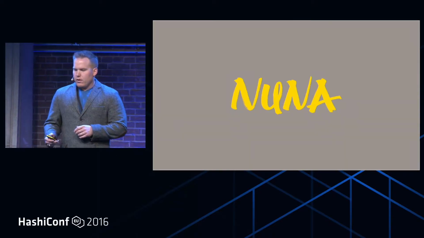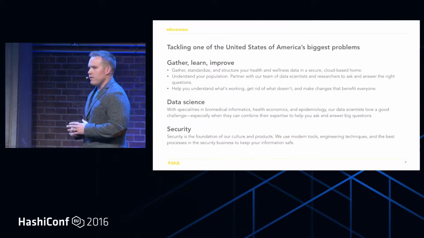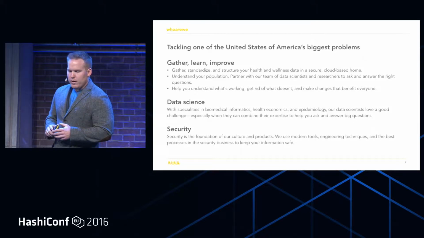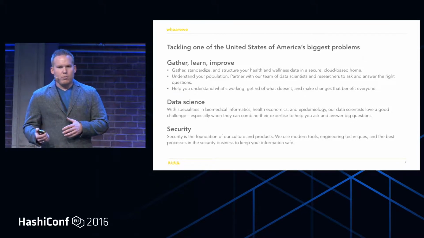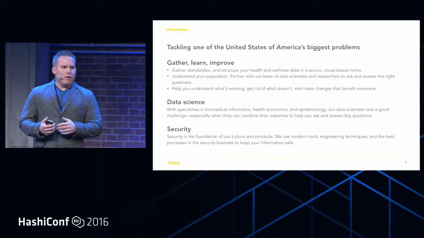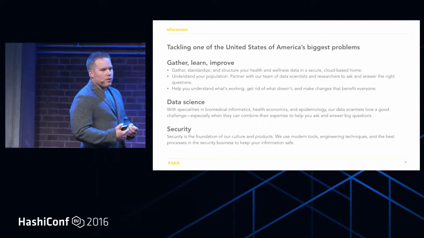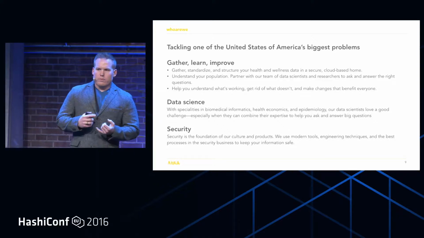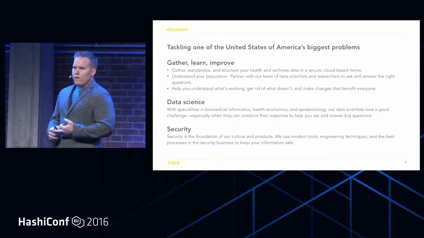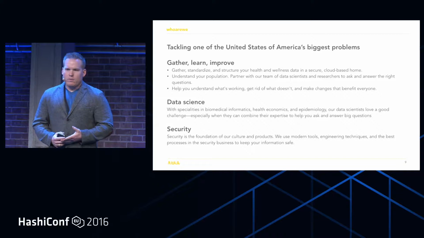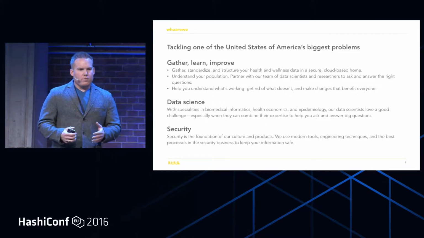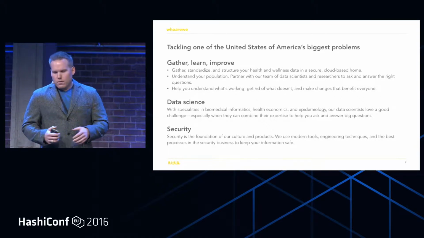So a little bit about Nuna. I won't take too much time here so we can get to the heart of the discussion. But we're trying to tackle one of America's biggest problems, which is healthcare. And because of that, we contain over 70 million healthcare records in our system. And these are raw records: people's names, social security numbers, what kind of treatment they had, what kind of diagnosis they have, stuff that no one wants divulged or exposed.